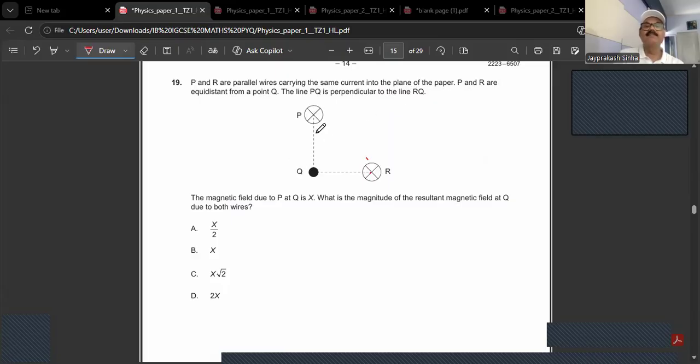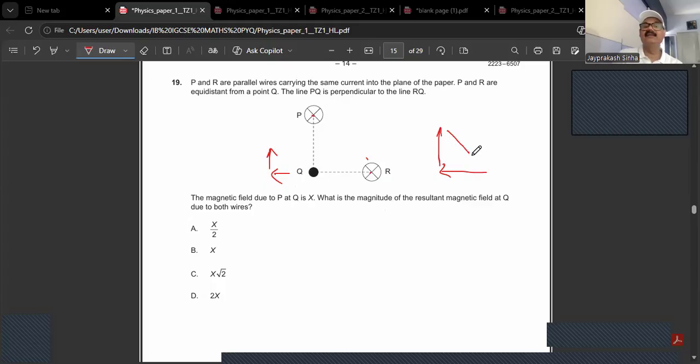So due to this, by the direction of the magnetic field, what we find is that here it will be clockwise. Due to current flowing in this wire, the direction of the magnetic field will be this direction. And for this, it will also be clockwise. For this, it is clockwise in this direction. So it will be like this. So if one is in this direction and their magnitude is the same, another is in this direction.